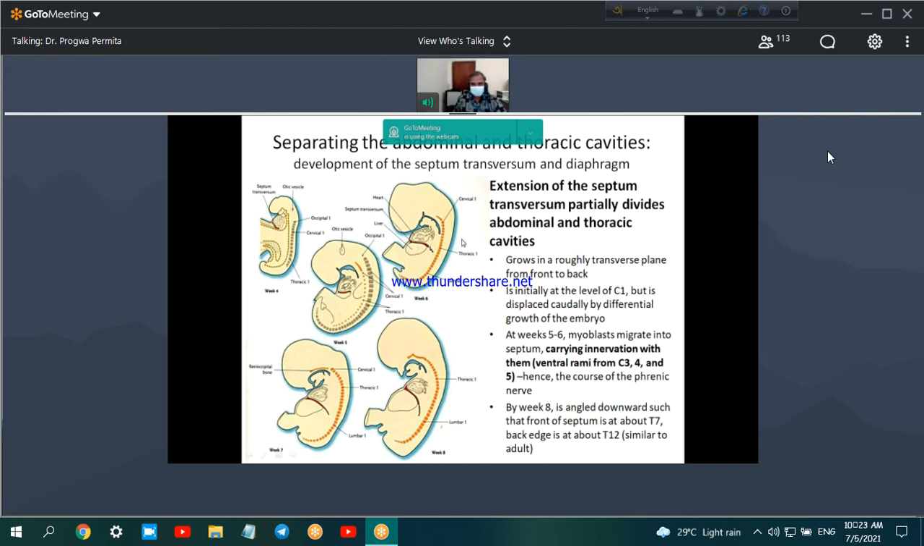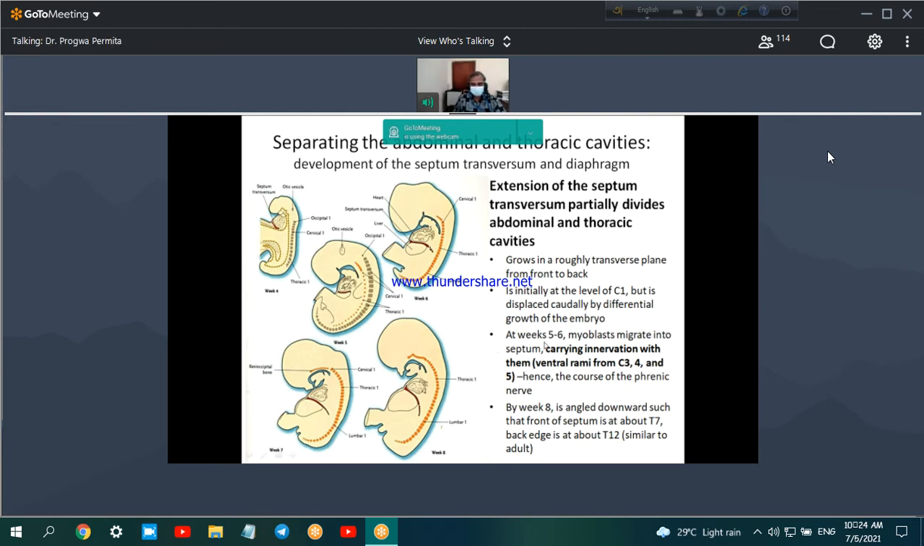The septum transversum is initially at the level of cervical 1, here. But it is displaced by differential growth of the embryo. While the embryo grows, the septum transversum is displaced to the region of the thoracic vertebrae.